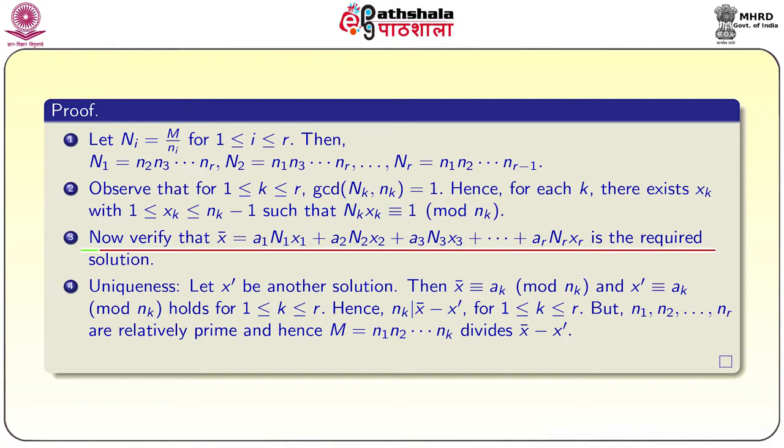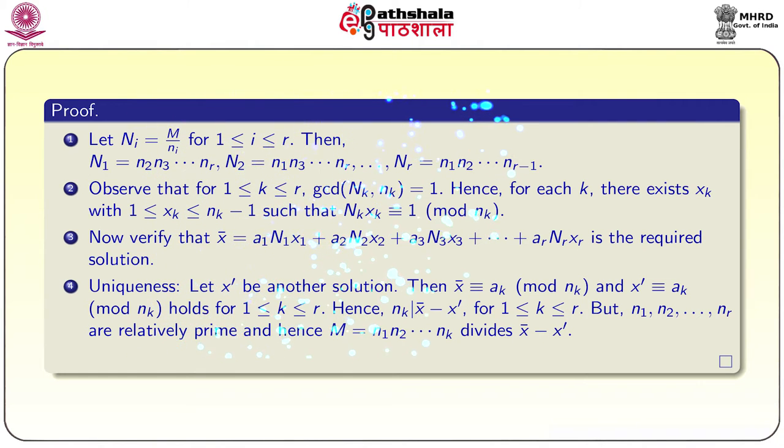Now, we want to verify that if we choose x bar equal to a_1 N_1 x_1 plus a_2 N_2 x_2 and so on, plus a_r N_r x_r, then this is going to be the required solution. Once again, if you look at x bar carefully, these small a_1, a_2, a_3 and so on up to a_r are given in the hypothesis. N_1, N_2, N_3 and so on N_r we computed as m by n_i. x_1, x_2 and so on x_r we just computed; they have inverse with N_k, that means N_k into x_k is congruent to 1 mod n_k. So, x_k is the inverse of N_k under modulo n_k, not in general.